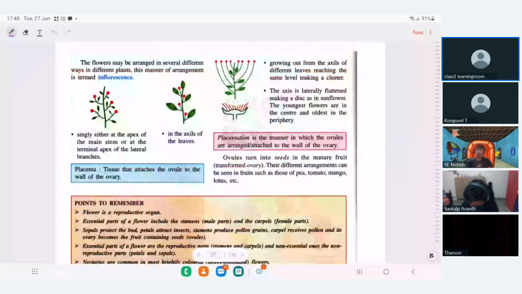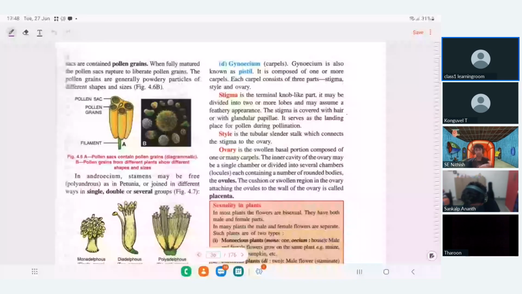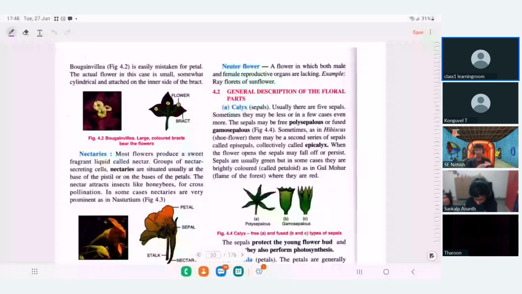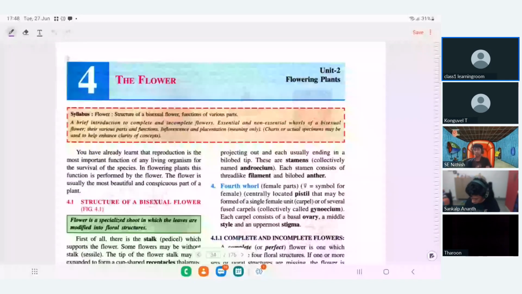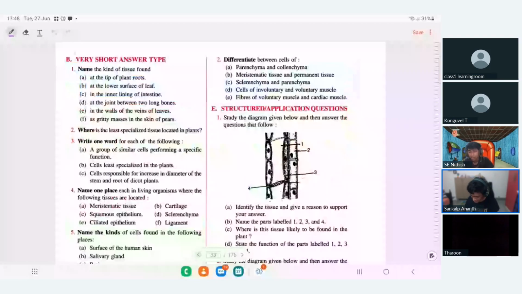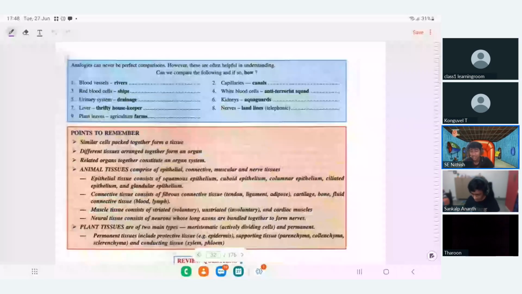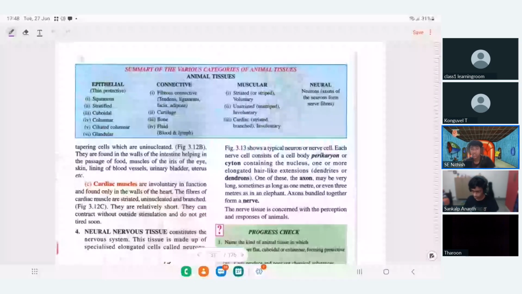Don't worry, we will finish the chapter. If possible, we'll start it today also. Only one more page, not even half a page, just one little paragraph. We can finish it fast.